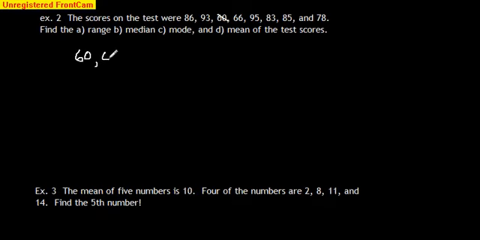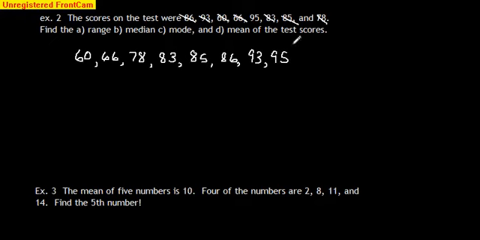66. Then we have 78, 83, 85, 86, 93, and 95. And it's always good to count and make sure that you have the same amount. We have 1, 2, 3, 4, 5, 6, 7, 8. And up here we have 1, 2, 3, 4, 5, 6, 7, 8. Just double check for errors.